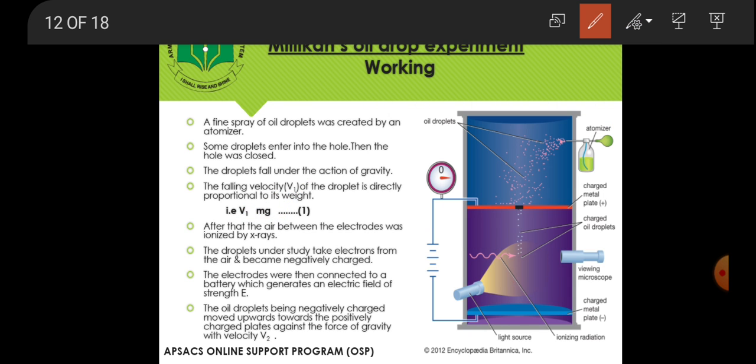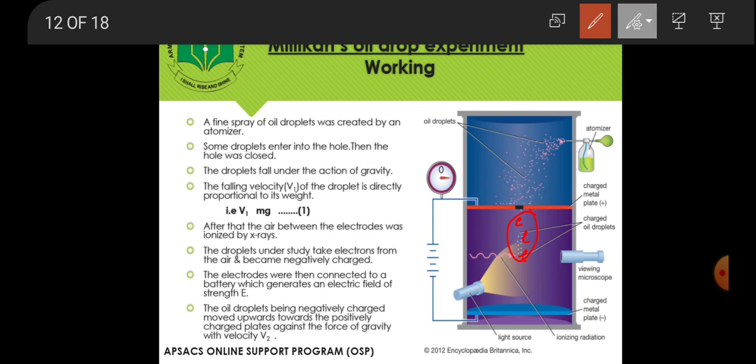Then we can also see a source of X-rays. The purpose of X-rays is to ionize the air in between the two electrodes. When the X-rays strike the gas particles, they knock out electrons from the gas, and the gas is converted into a positively charged ion. And the oil droplets that we can see over here pick up electrons and become negatively charged.